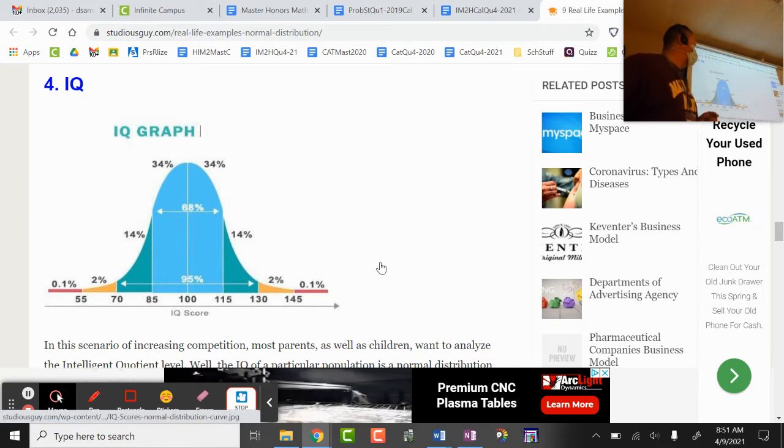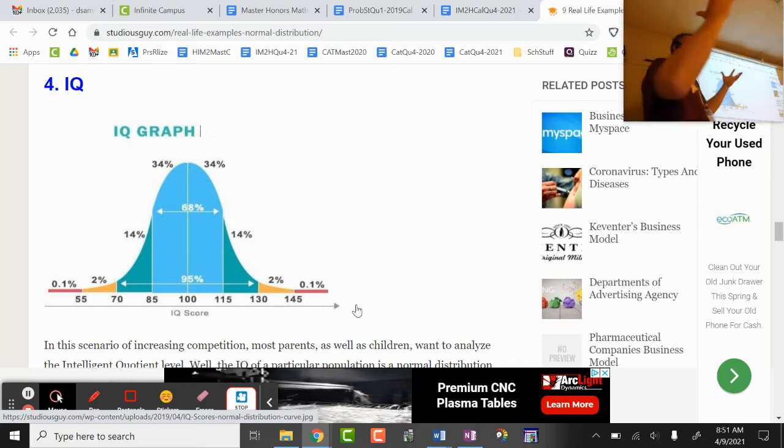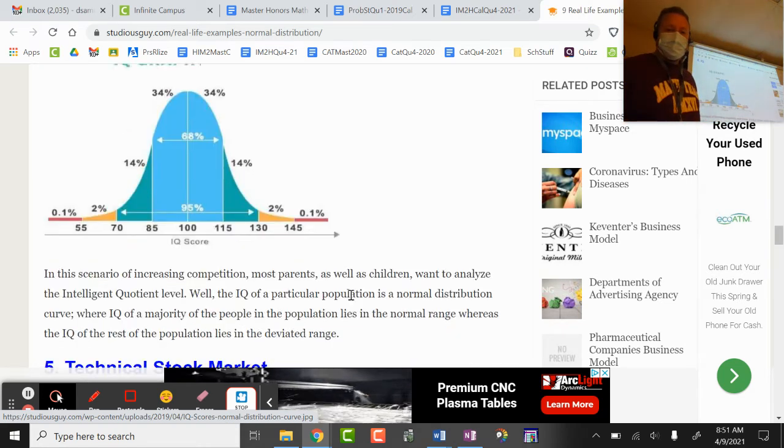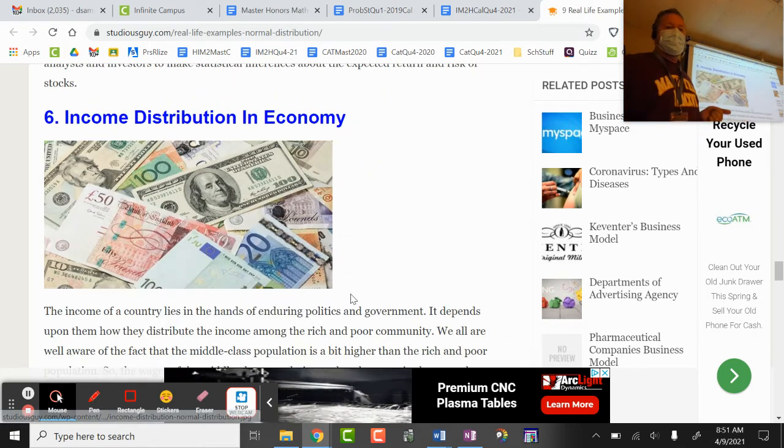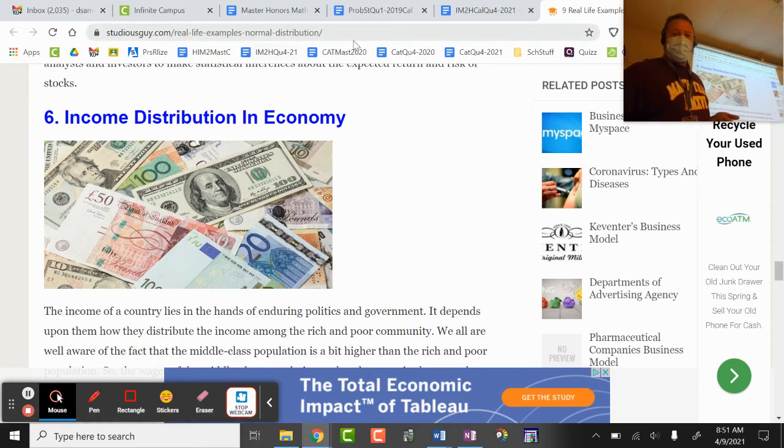IQs of people. Albert Einstein, Stephen Hawking. There's not many of those people, right, that have those IQs that are able to do the things that they did. So, what's the probability that I select someone and their IQ is 1,800? I don't even know if that's a number, but blah blah blah. Stock market, so stock market analysis.